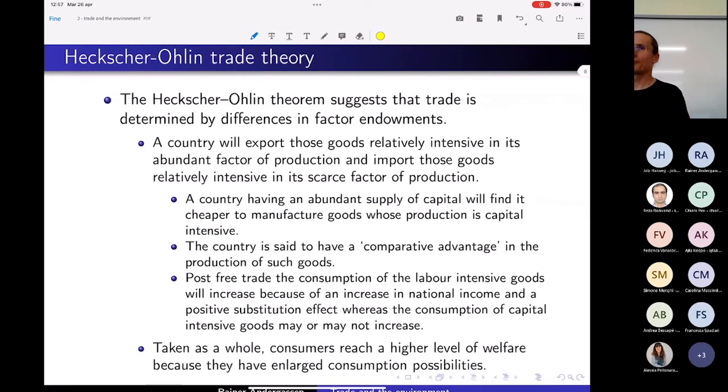Then more modern trade theory also looks at firm-specific trade. That's not particularly relevant for what I'm trying to do here. Now, what is the Heckscher-Ohlin trade theory about? The claim of Heckscher-Ohlin trade theory is that this type of trade, intersectoral trade, is driven by differences in factor endowments, the endowments of factors of production.